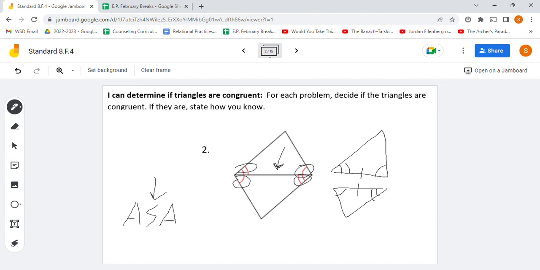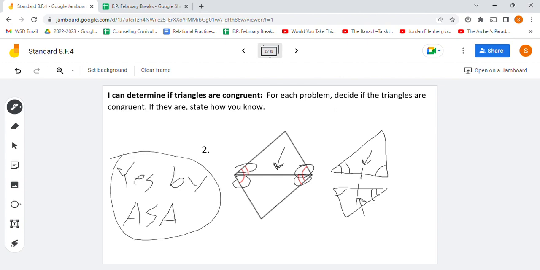That side is in between the two angles for both of these triangles. Therefore, these are congruent. And we're going to write that as yes, they are congruent by the angle-side-angle congruence theorem. So this is how we'll word it.